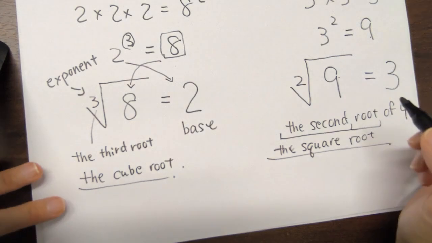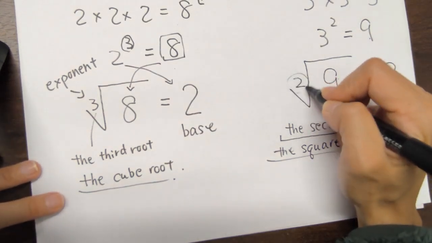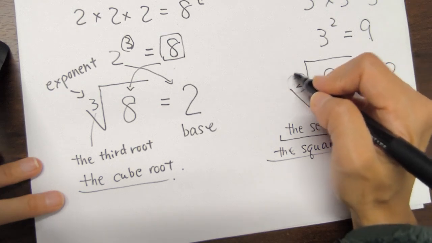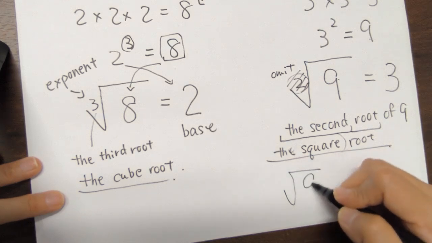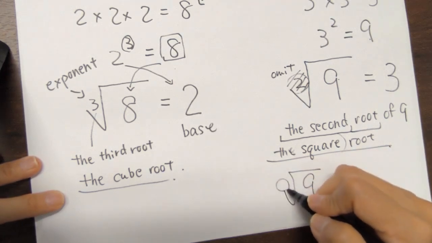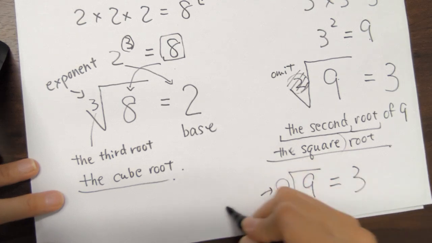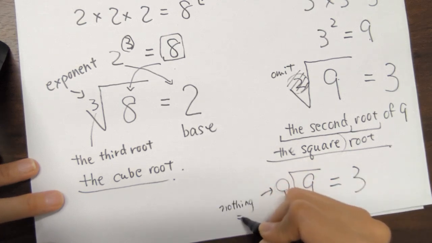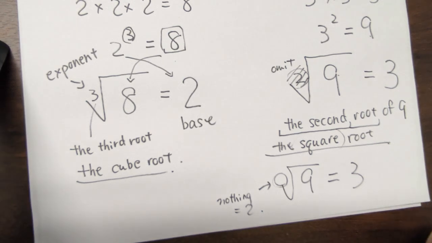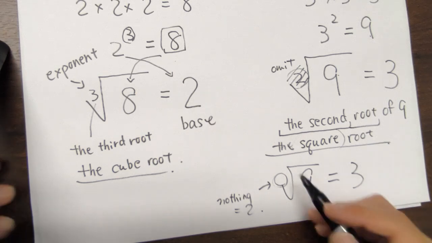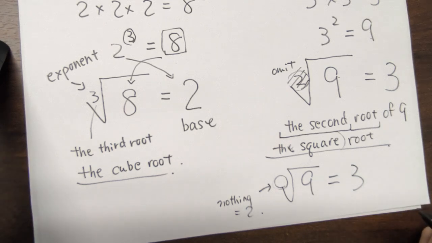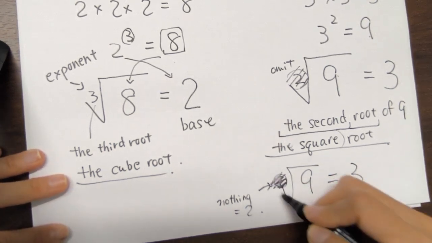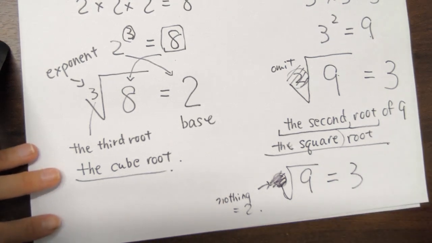One more thing, and this is important. When it is the square root, we usually don't write the 2. You can just omit it and write it like this. When there is nothing here, nothing means 2. Because square root is so much more popular than other roots like the third root, fourth root or fifth root, we decided that when we have this without any number here, we would just assume it's a square root. So we read this as square root. Okay, that's it.